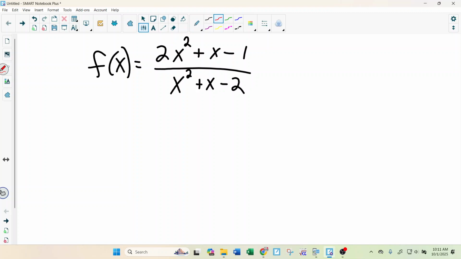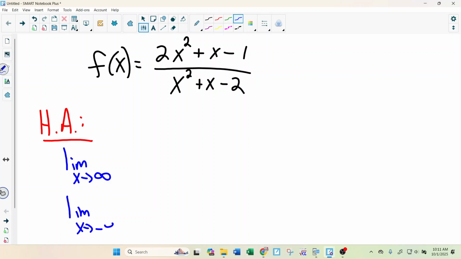So let's talk about how we can find those. So first, let's think of our horizontal asymptotes. How can we find our horizontal asymptotes? Your horizontal asymptotes, you want to look at x going to infinity and x going to negative infinity. So we want to look at these two limits.